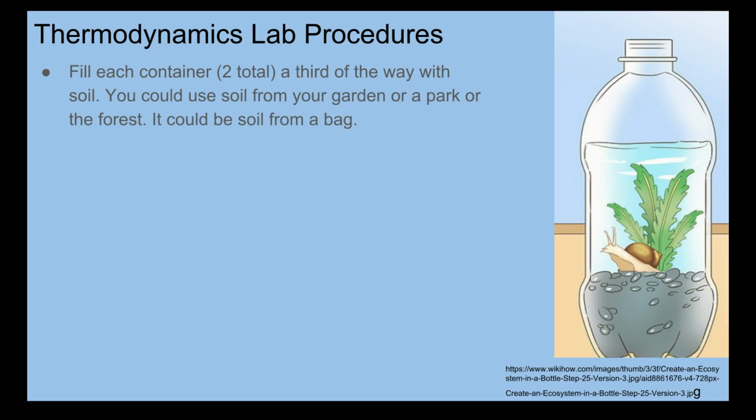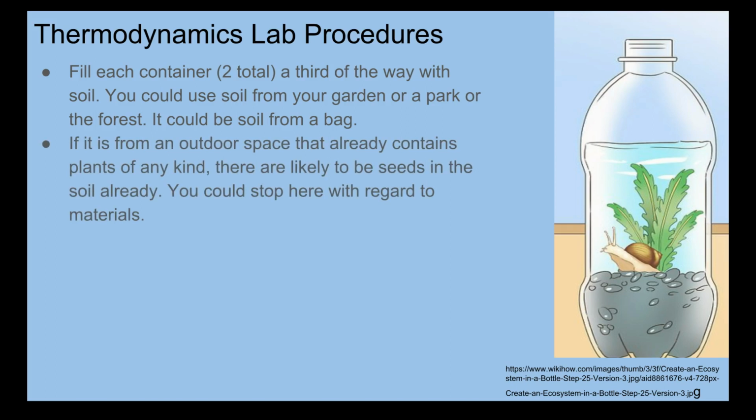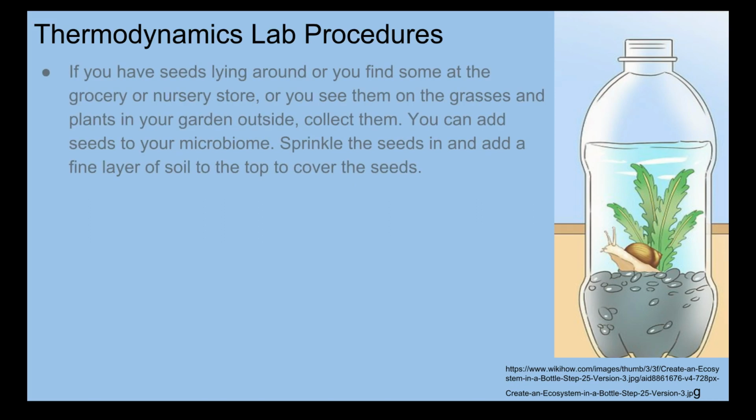For each container, you're going to fill it 1/3 of the way with soil. You could use soil from your garden or a park or the forest, or it can be soil from a bag. If it's from an outdoor space, it probably already has seeds in it of some kind. If that is the case, you can just stop here with regard to the materials.